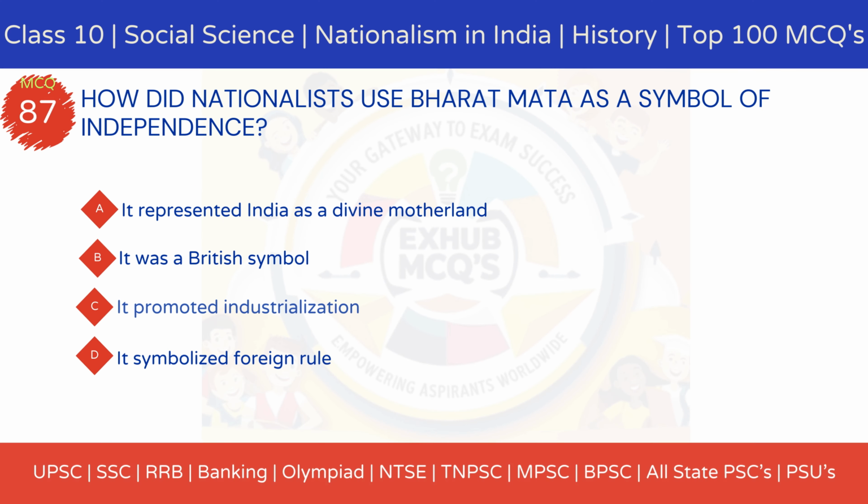MCQ 87. How did nationalists use Bharat Mata as a symbol of independence? Option A. It represented India as a divine motherland. Option B. It was a British symbol. Option C. It promoted industrialization. Option D. It symbolized foreign rule.